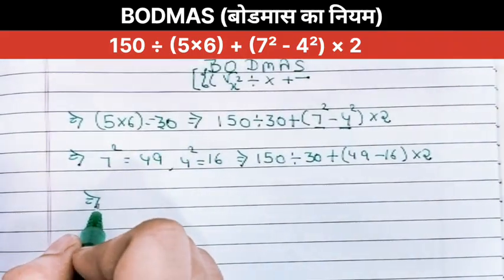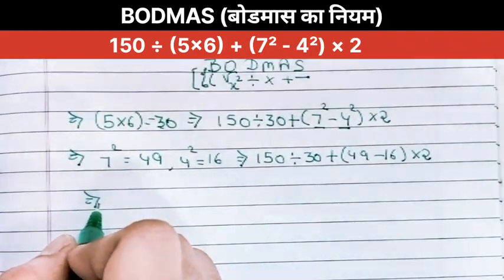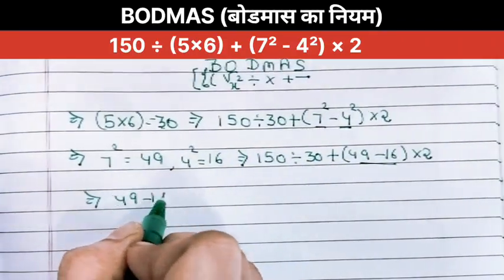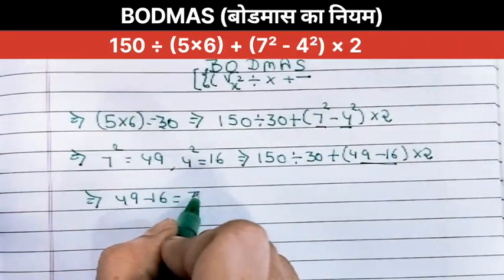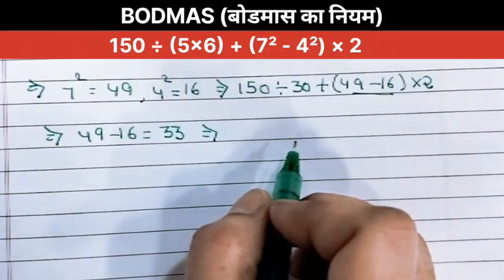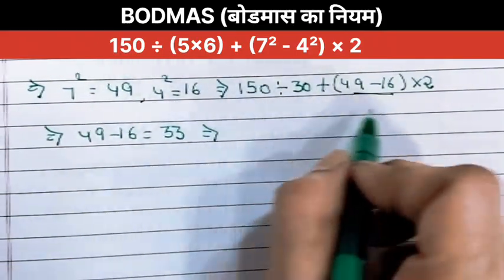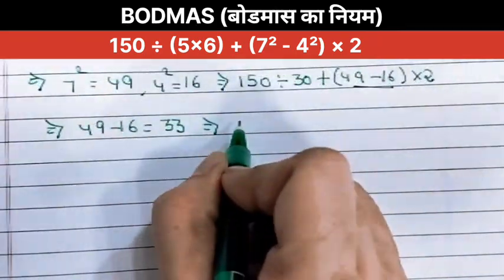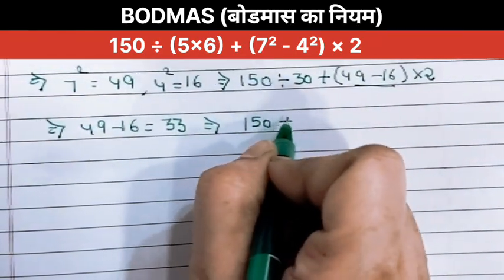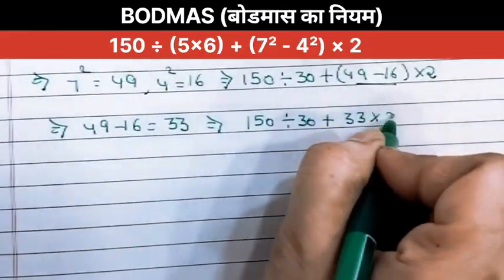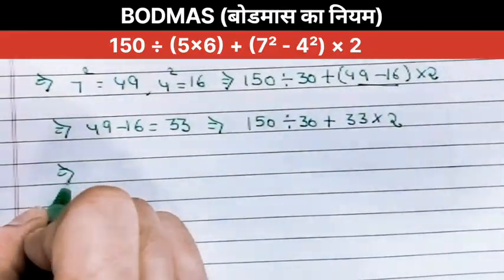And now the next step says complete the subtraction inside the second bracket, which is 49 minus 16 gives you 33 as a result. So now according to this expression, this step clears the final bracket from our expression, allowing us to move to the remaining operations. So now the current expression becomes 150 divided by 30 plus 33 multiplied by 2. Move to the next step, perform division.